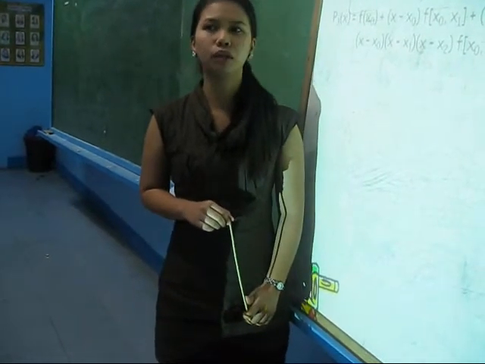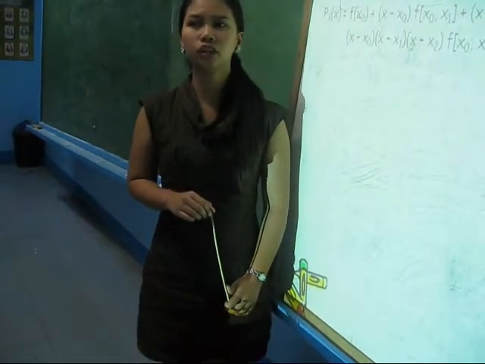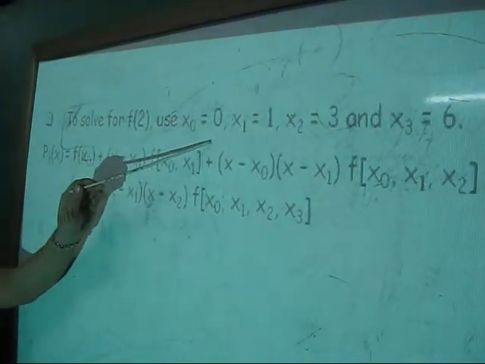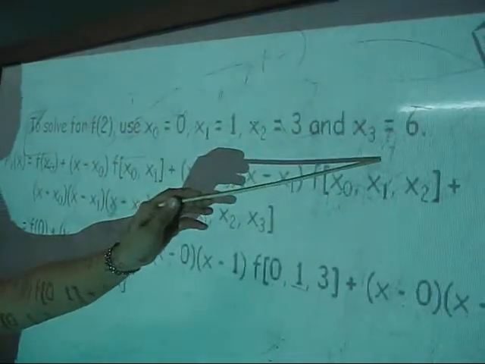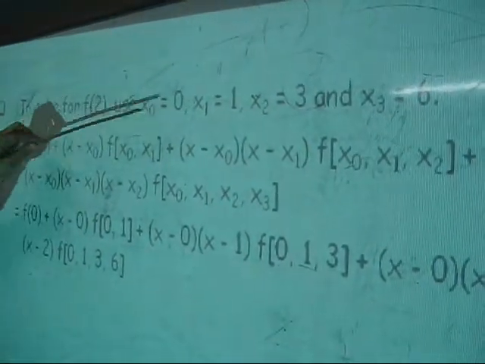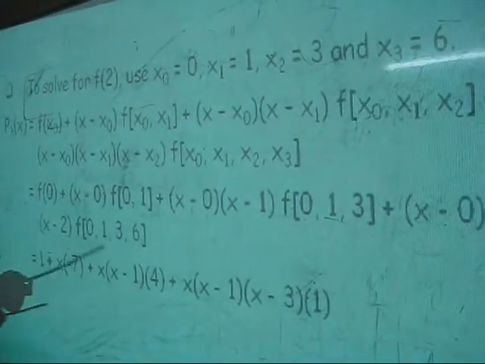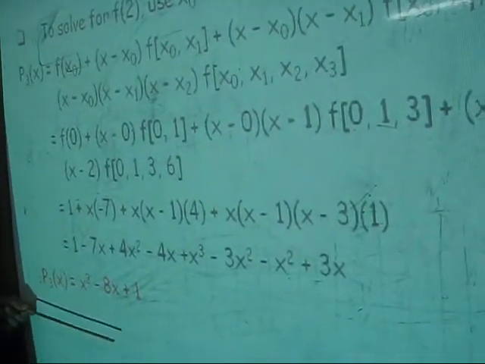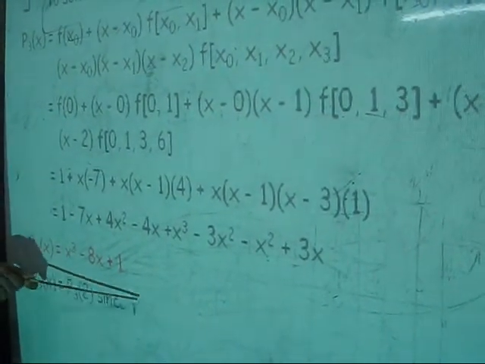So we shall use the table to interpolate by means of Newton's divided difference formula and determine the corresponding interpolating cubic. For f of 2, use x of 0 is equal to 0, x of 1 is equal to 1, x of 2 is equal to 3, and then x of 3 is equal to 6. So this is our formula, and we will just substitute the given values to the formula for us to be able to get this solution. And then the result will become P of 3 of x will become x cubed minus 8x plus 1.